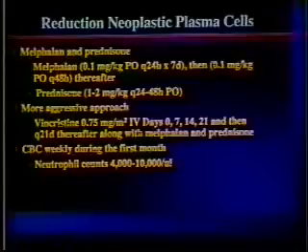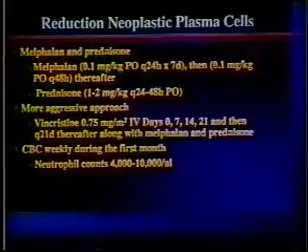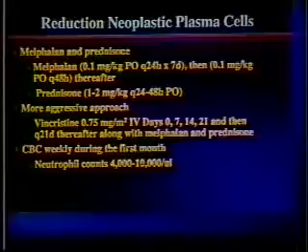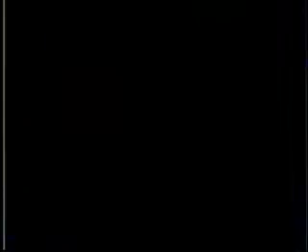So the treatment for TAFI would be to reduce the neoplastic plasma cells with melphalan and prednisone. If that didn't work, we would go with a more aggressive approach, combining vincristine with the treatment plan, and we would end up doing neutrophil counts or CBC counts on her once a week for the first month and then once a month thereafter to make sure her white cells stay within the normal limits.